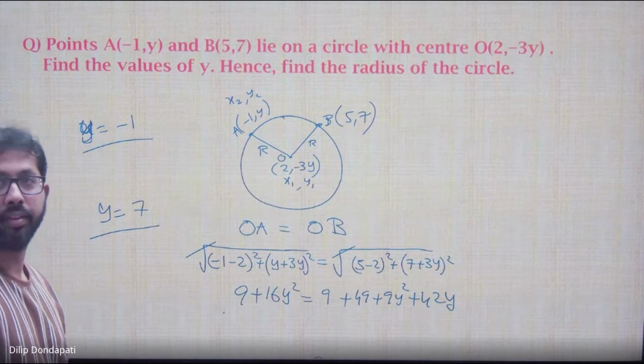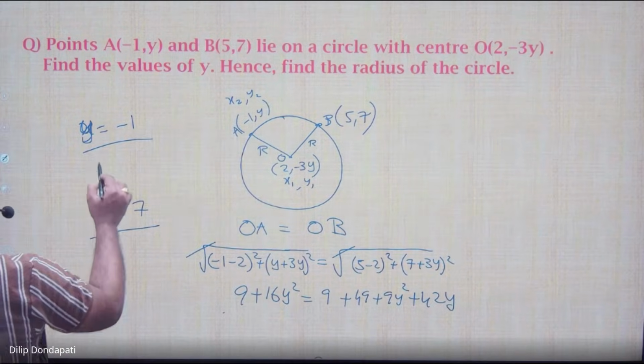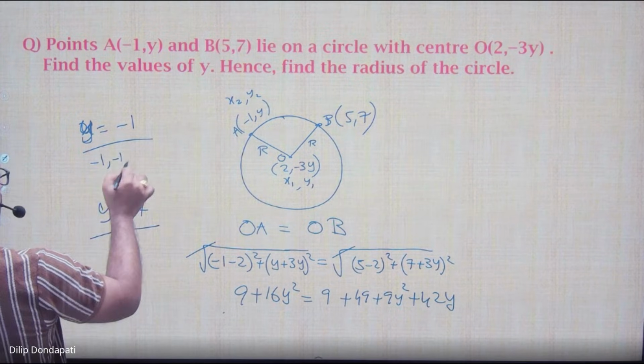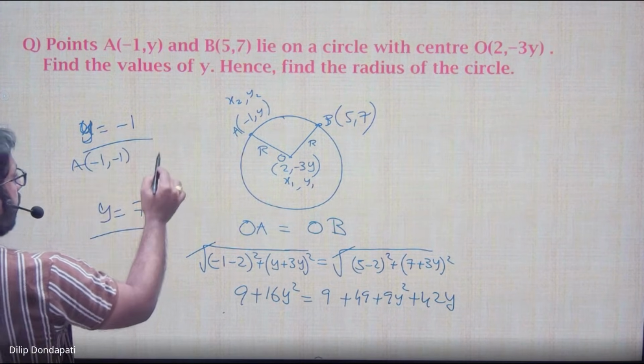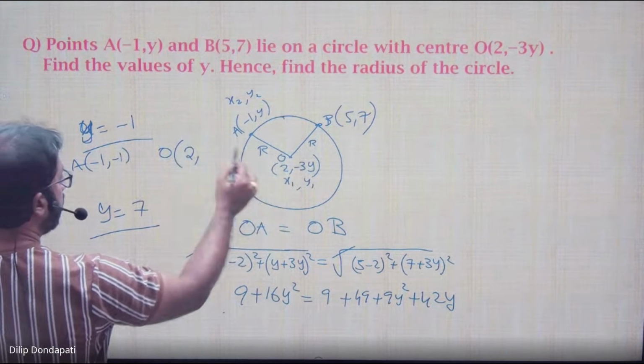Did you get the degree 2 expression and do the splitting? I got 7 and -1. Now substitute in this. So what are the 2 points? -1 comma, in place of y put -1. This is A. Now the other will be 2 comma -1, which gives minus of minus plus 3, 2 comma 3.